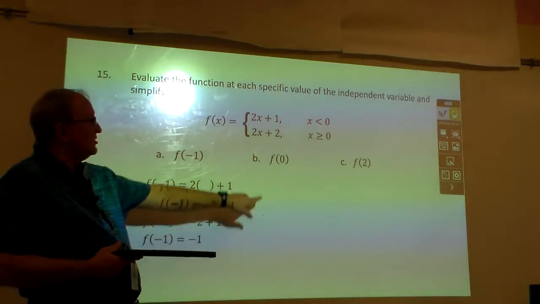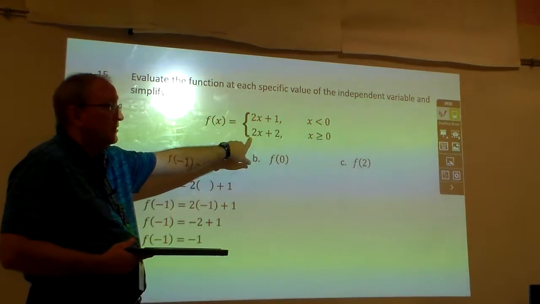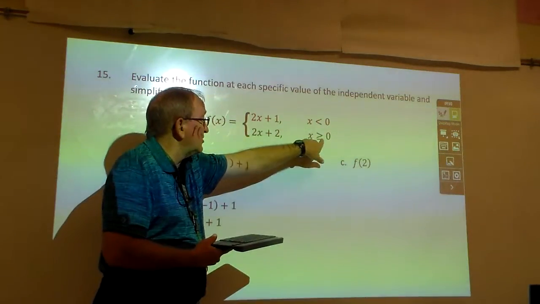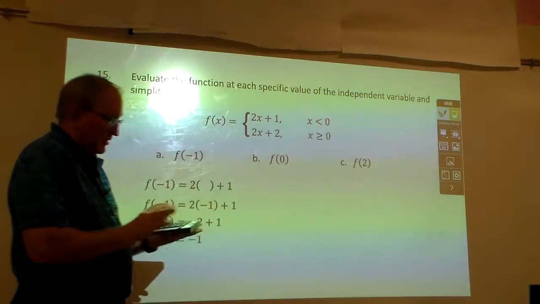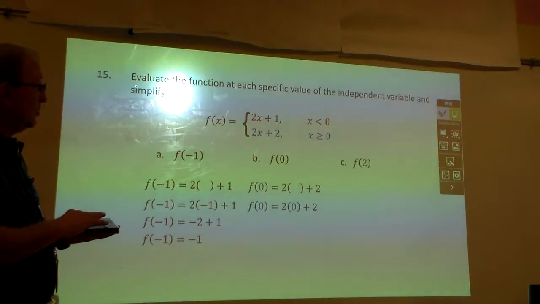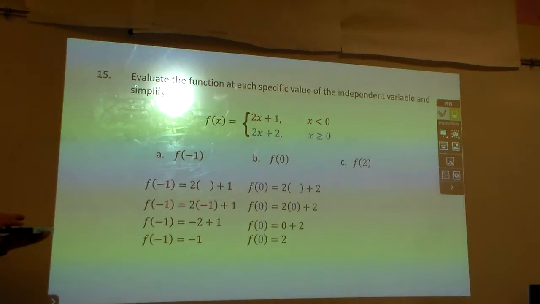Next question is, 0 goes in which one? 2 times 0, isn't it? 0 is in this one, because it can equal 0. Remember this one where you pick one, you do not put it in both? So I'm going to put 2 times 0 plus 2 makes it 2.